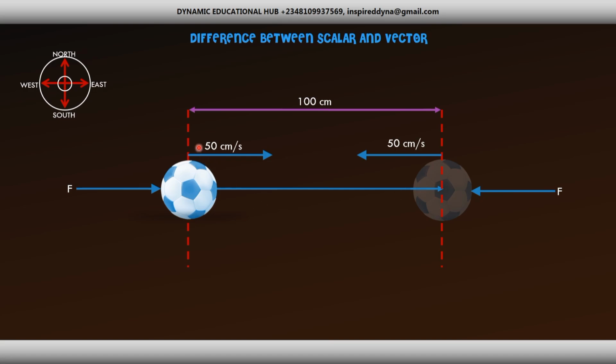So which means that this is displacement. When this ball moves here to here is different from when this ball moves from here to here. So that is when we talk about vector quantity.